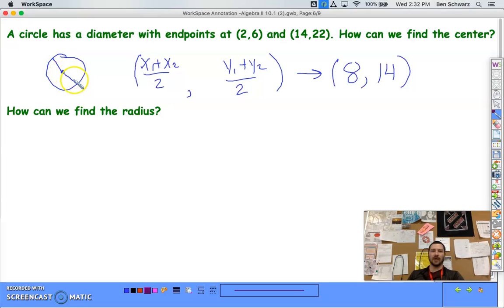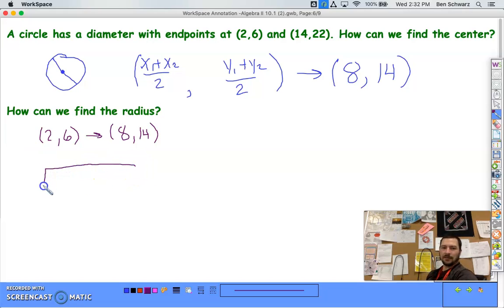Next, we want to find the length of the radius, which we know is always the distance from the center to any point on the circle. We know 2 points on the circle. We know (2, 6). So we can find the distance from (2, 6) to our center, (8, 14), right? That distance is going to give us that radius. So we've got to do this distance formula that you all love so much.